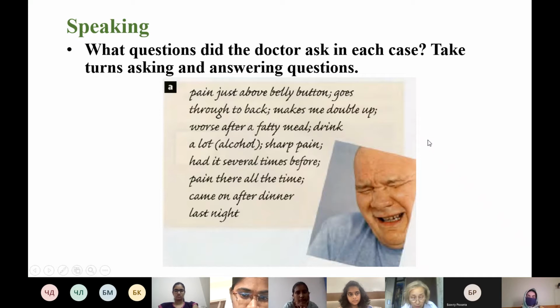Okay, so Khadija will be the doctor, and the person who is experiencing this kind of condition, who would like to be this person? I mean, role play this person. No one. Okay, let it be Sohita. Okay, Khadija and Sohita. Khadija, start please. So I'm the doctor. Yes, you are the doctor. So what is the site of the pain? It's just above my belly button.